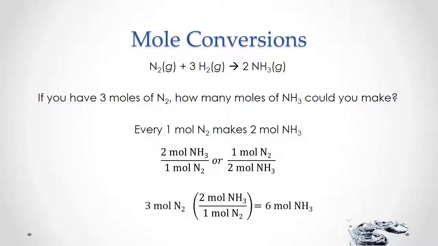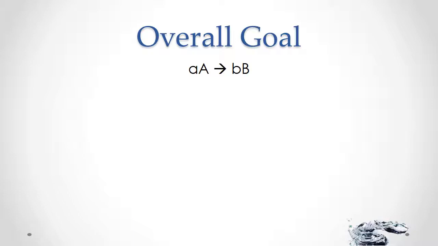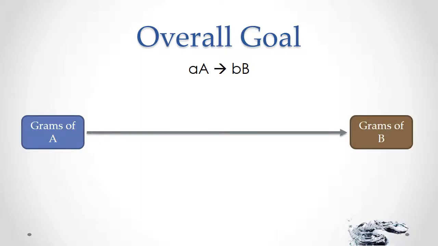So just doing mole conversions with the coefficients in our equation is very straightforward, and these are very easy ways to figure out how much of the other product we would make or how much of the other reactant we would need in order to use up a reactant from the mole quantities. Unfortunately though, we're going to have an overall goal for stoichiometry, and that's going to be converting from the grams of A to the grams of B given the equation above. Well, we can't go there in one step.